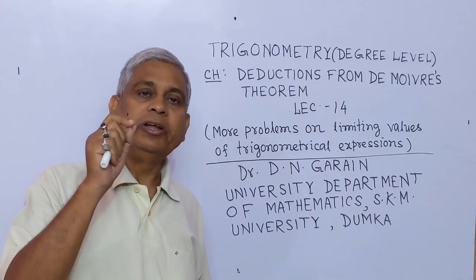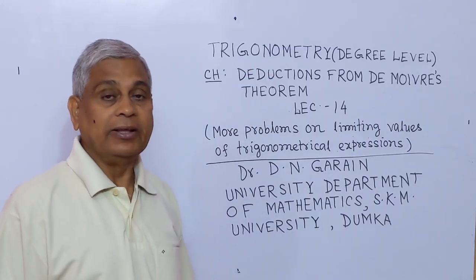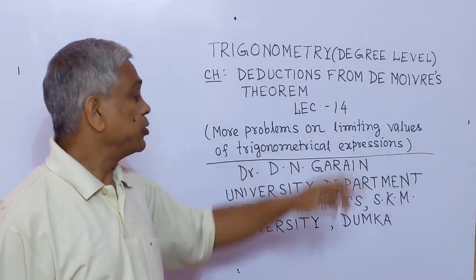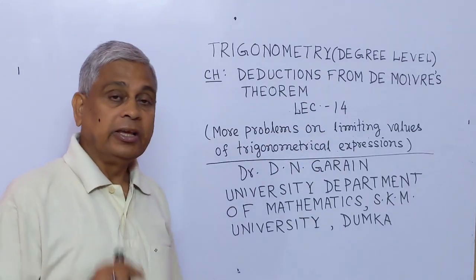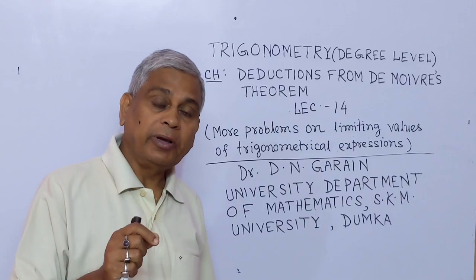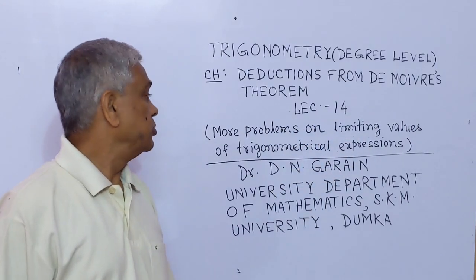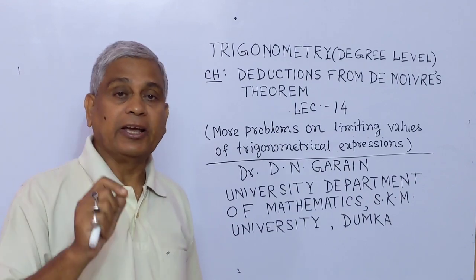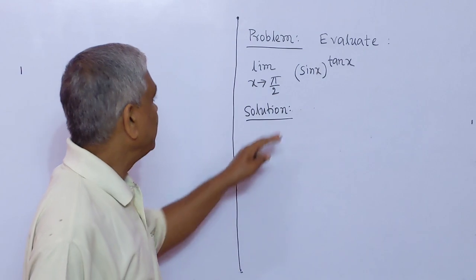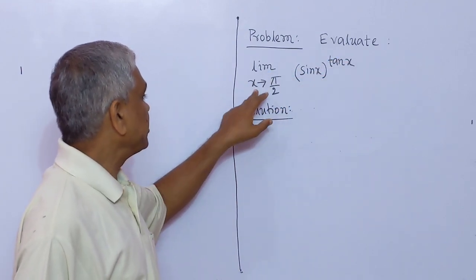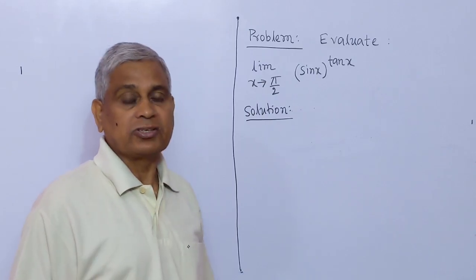Today, I will deliver a lecture on trigonometry, degree level, chapter Deductions from De Moivre's Theorem, lecture number 14, in which I will solve some more problems on limiting values of trigonometrical expressions. Now we solve a problem. The problem is: evaluate the limit as x tends to pi by 2 of (sin x) to the power tan x.